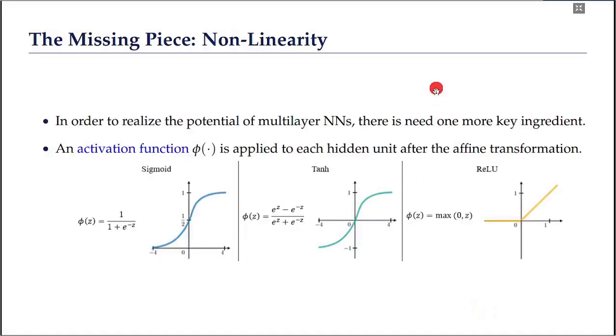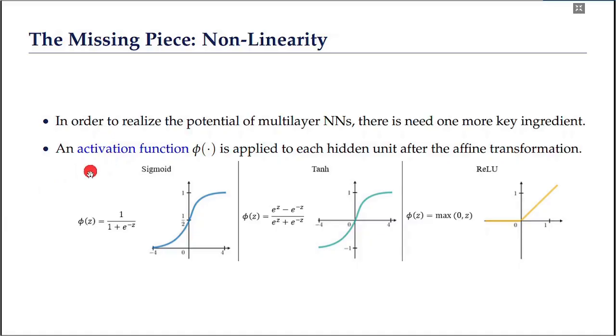In order to realize the potential power of multi-layer neural networks or deep neural networks, there is one more key ingredient, which is called the activation function. This activation function is a nonlinear function that is applied to each hidden unit after the usual affine transformation. An activation function is a nonlinear function that transforms the inputs into a nonlinear output.